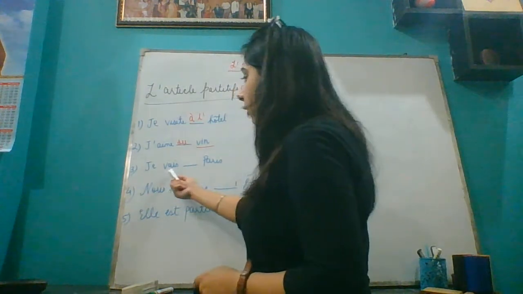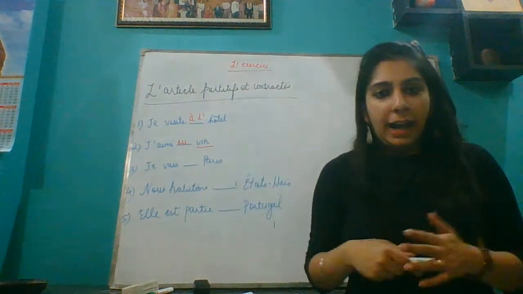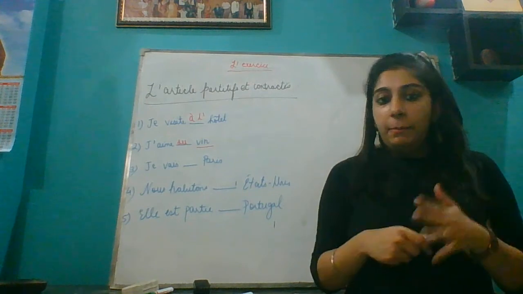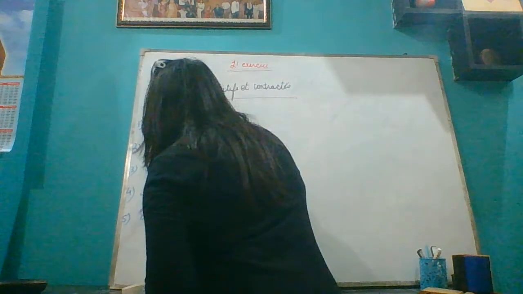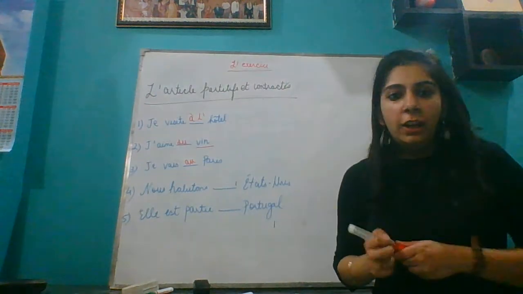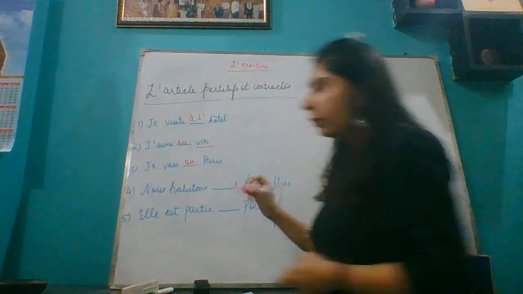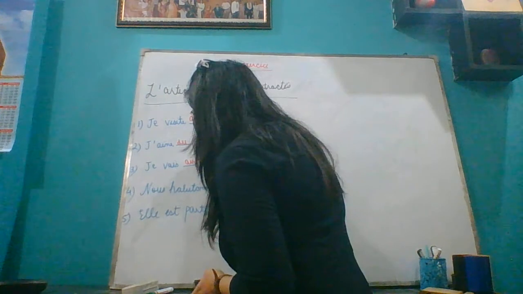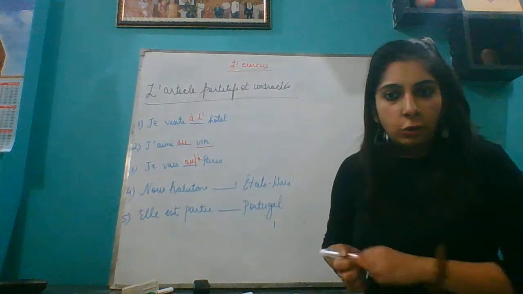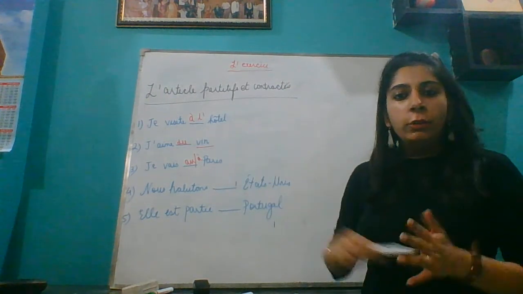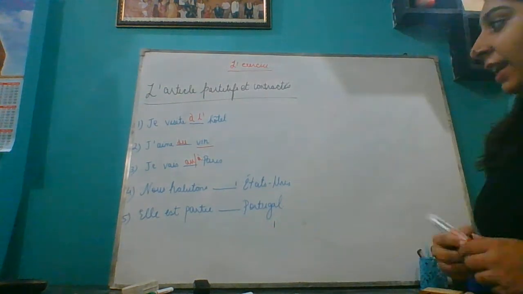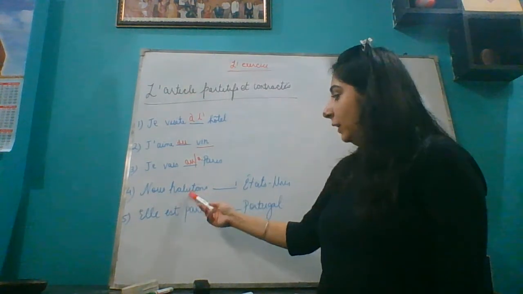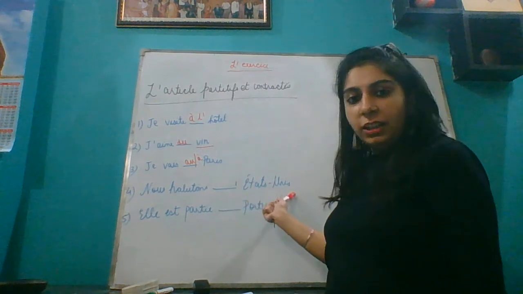Next, je vais dash Paris. I am going to Paris. Paris is a masculine country. So, je vais au Paris. Or you can only use the preposition to. You can also use the preposition to, or you can use je vais au Paris. AU. Next we have nous habitons dash États-Unis.